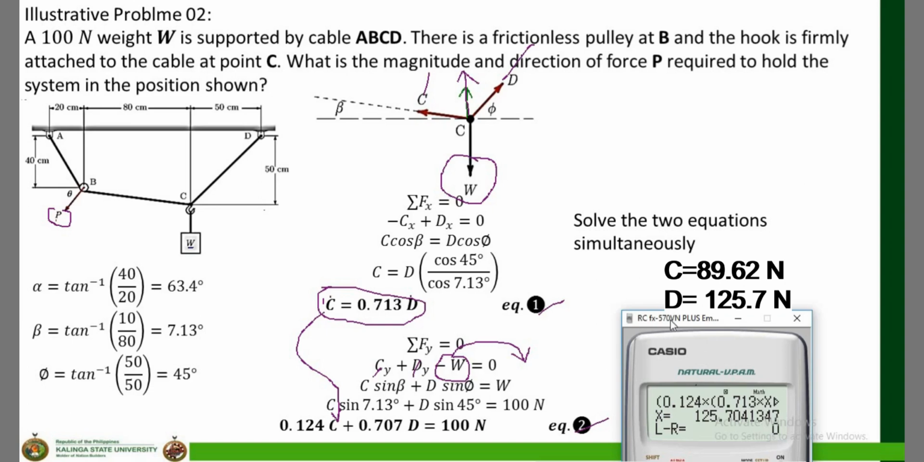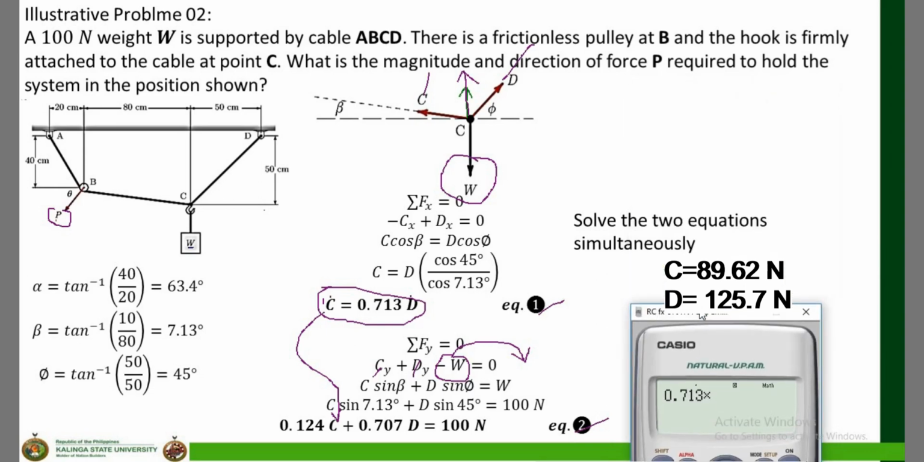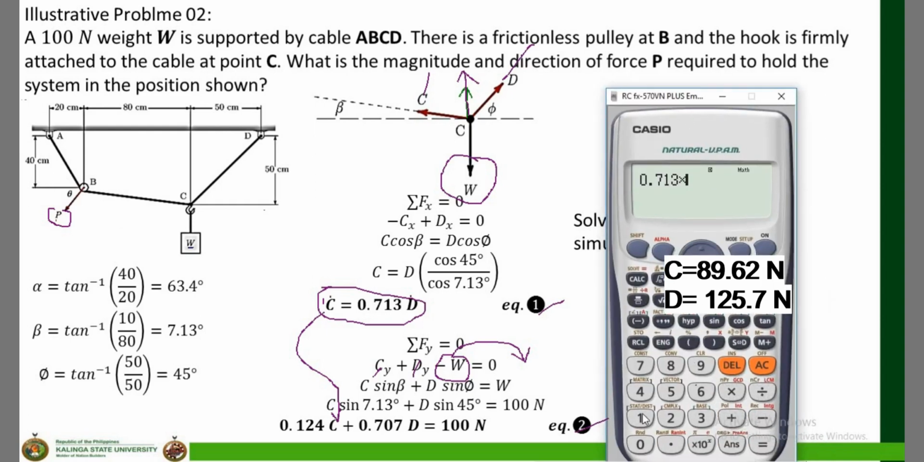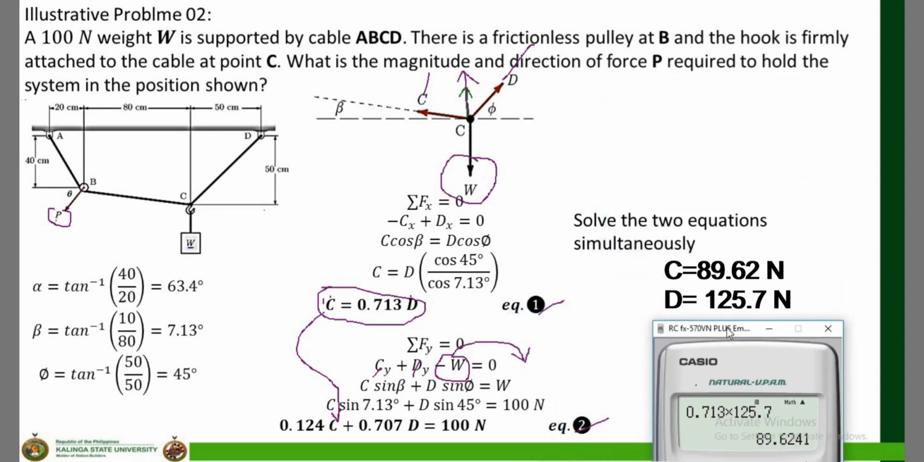Okay? To solve for C, I go back to equation 1. That is 0.713 multiplied by my answer for D, 125.7. That is equal to 89.62.